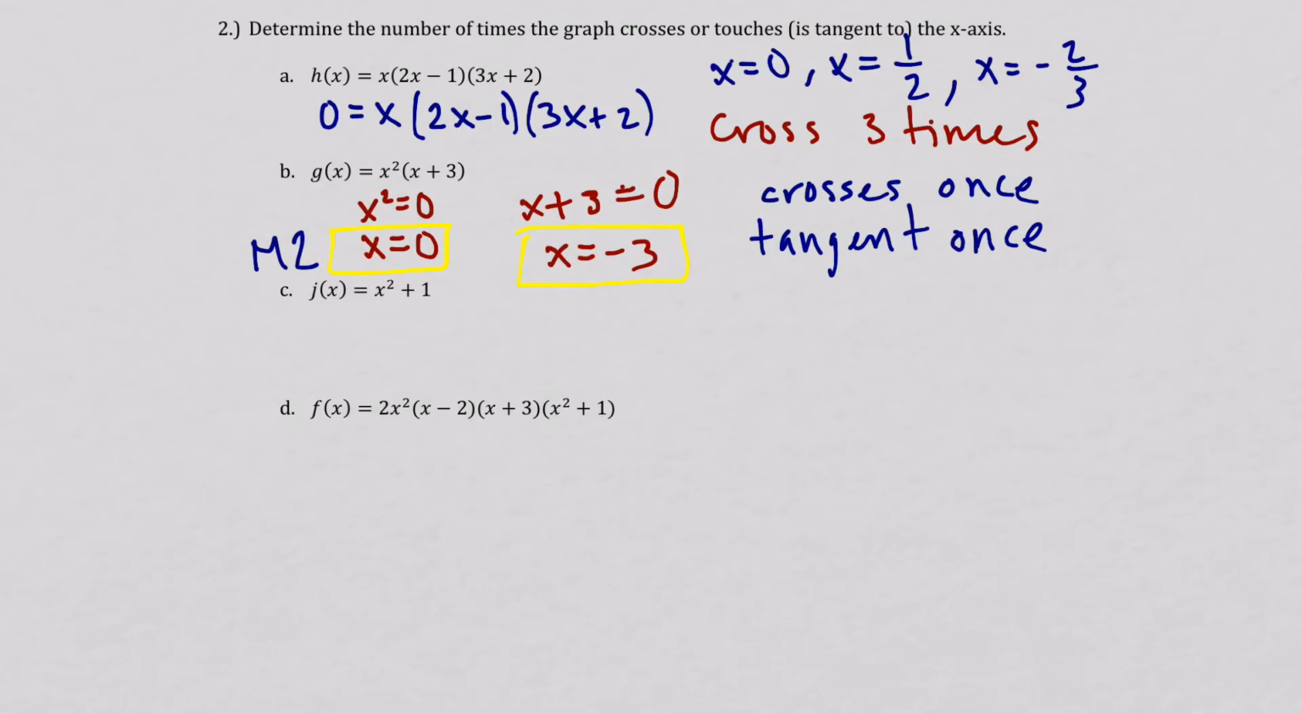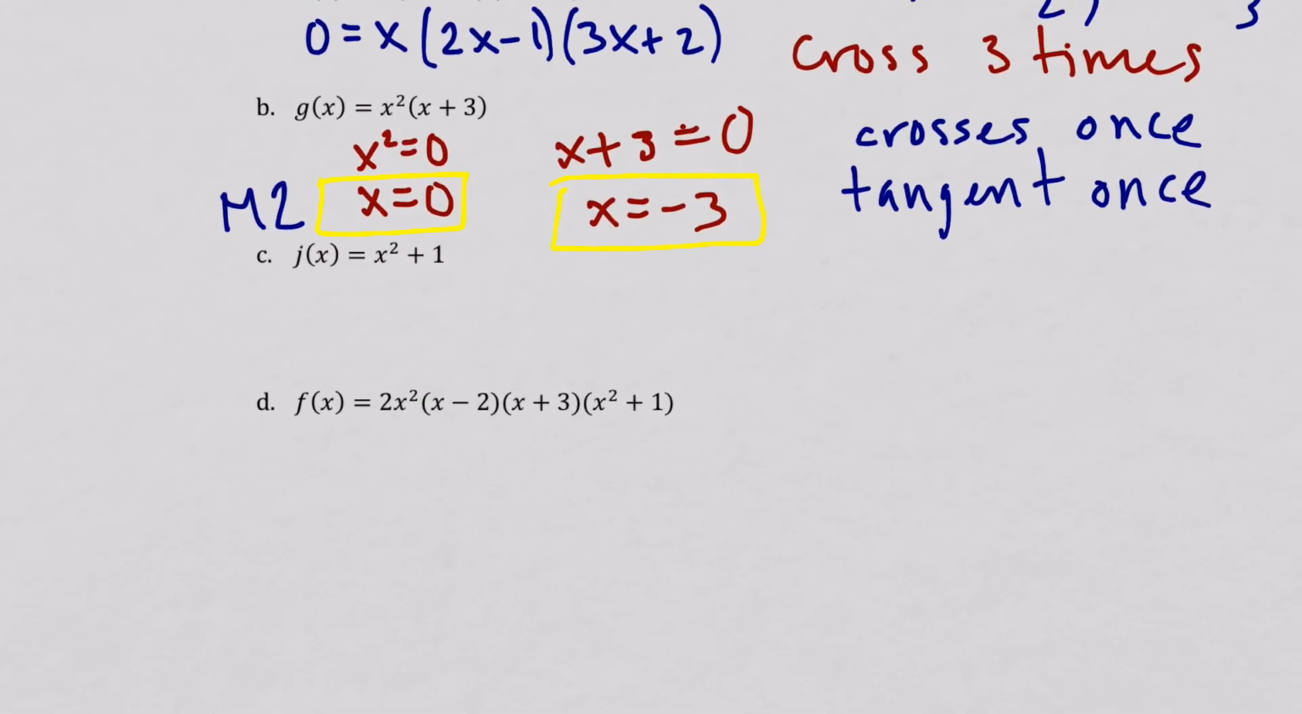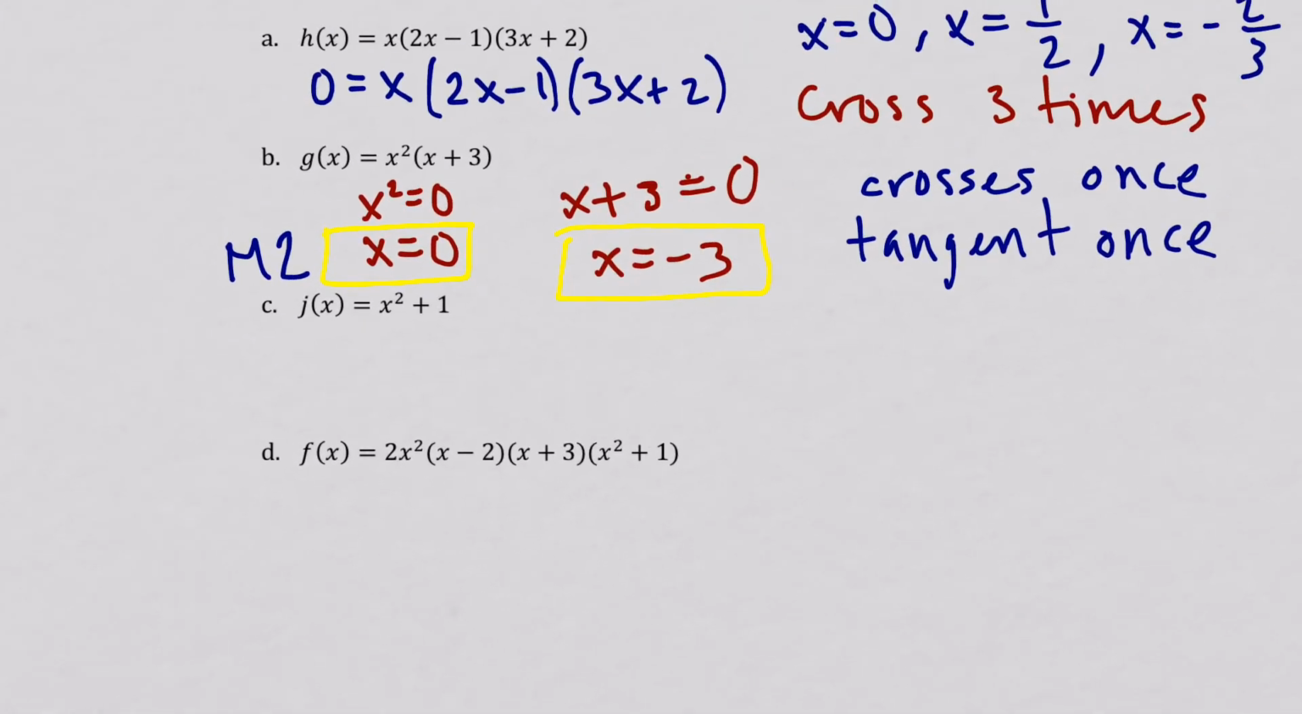Okay, let's move on to C. X squared plus 1 is simply the function, right? J of x equals x squared plus 1. So we set that equal to 0. Since it's not broken up into factors like these, there's only one factor here. Don't set it up as x squared equals 0 and then 1 equals 0. That would make no sense. You're going to set it up as x squared plus 1 equals 0 and solve that.